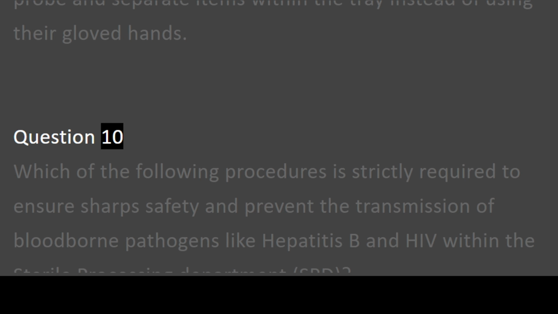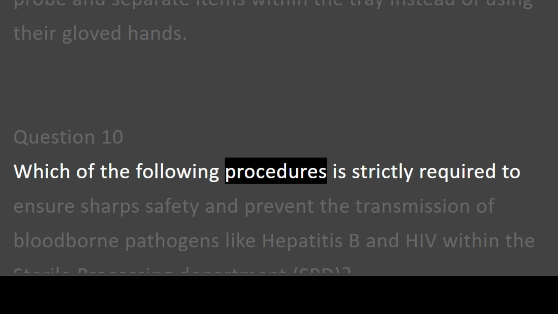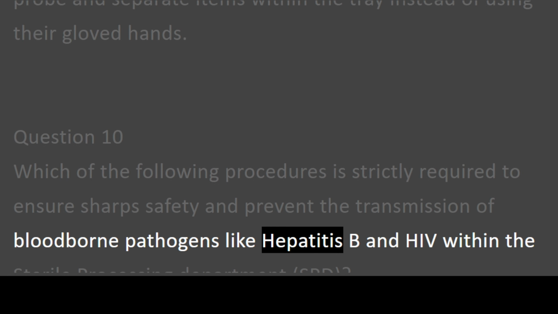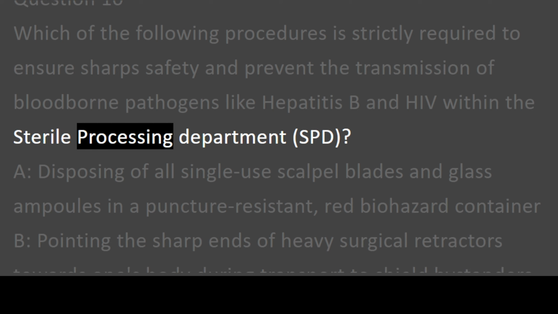Question 10. Which of the following procedures is strictly required to ensure sharps safety and prevent the transmission of bloodborne pathogens like hepatitis B and HIV within the sterile processing department, SPD?